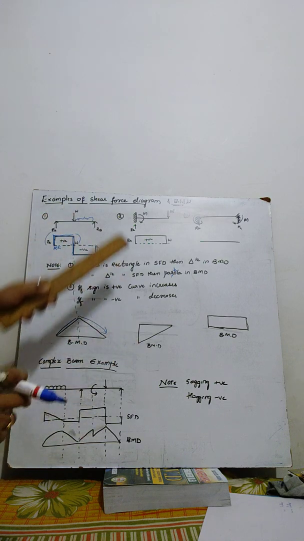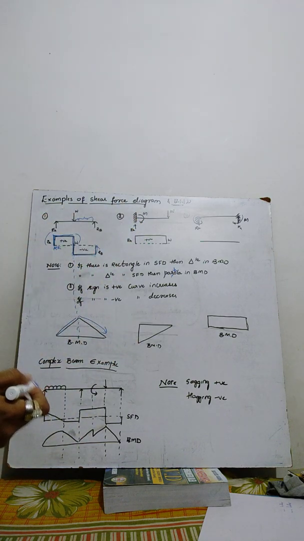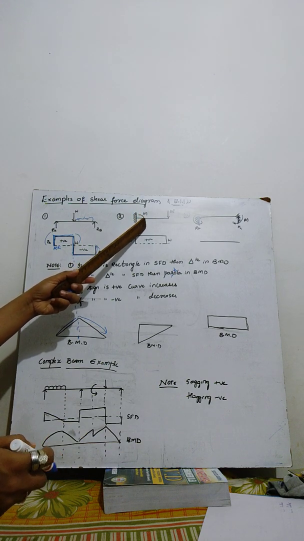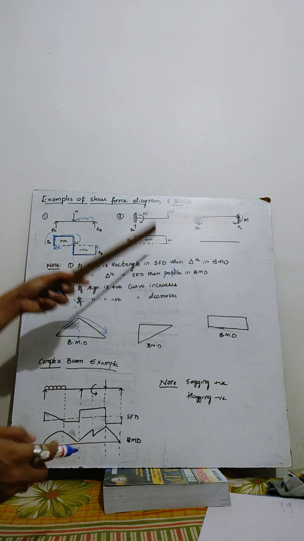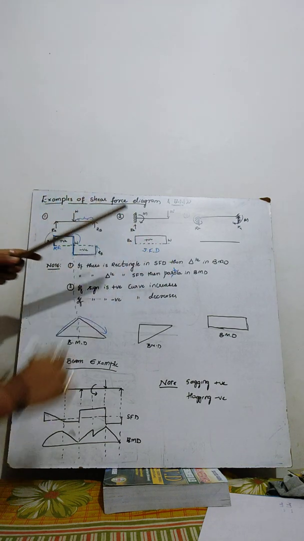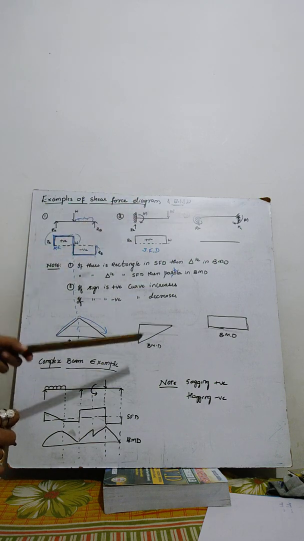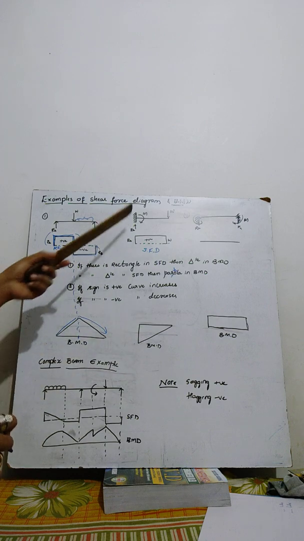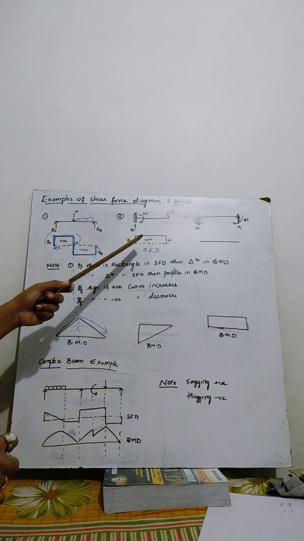When we move to the cantilever portion, whenever a moment is present in the question, it doesn't matter for the shear force diagram. For the shear force diagram, this moment and all doesn't matter. This comes into existence when you draw the bending moment diagram. And in this case you can find it out.